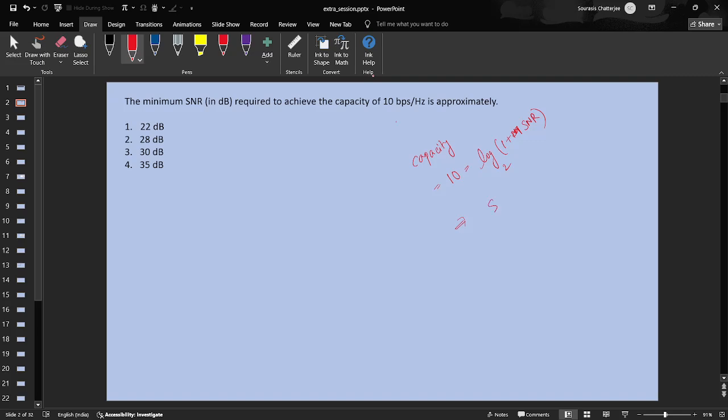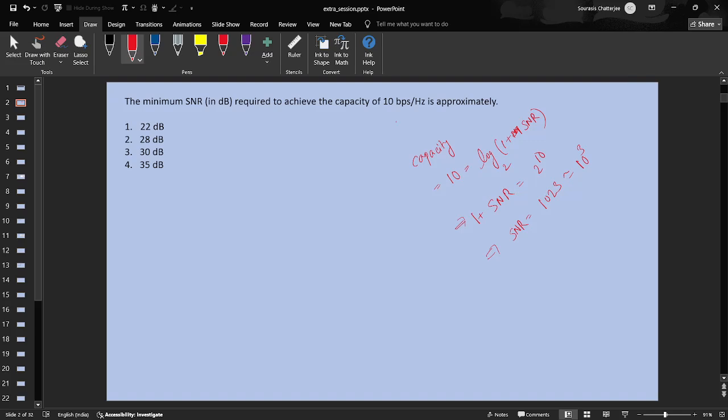So in linear scale, what is the approximate value of SNR I'm getting here? I just need the approximate, not the exact value, like in what order. 1 plus SNR should be 2 to the power 10, right? That means in linear scale the SNR value is 1023, which I can approximate as 10 to the power 3.